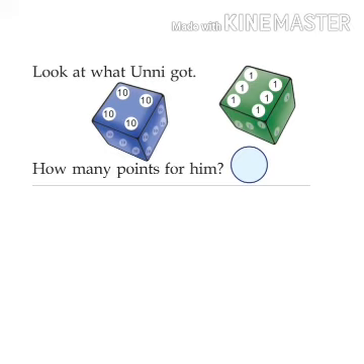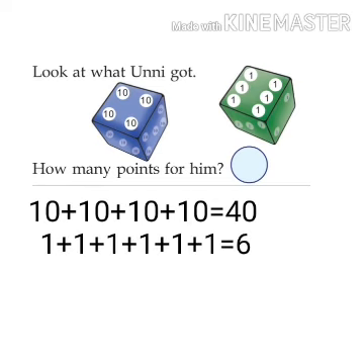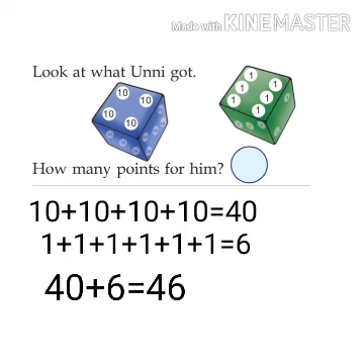Then how many points did he get? 4 tens and 6 ones. How much will 4 tens be? 4 tens: 10, 20, 30, 40. 40 plus how many ones did he get? Yes, 6 ones. 6 ones will be 6. Then 40 plus 6 is how many? 46 points he got. Okay.